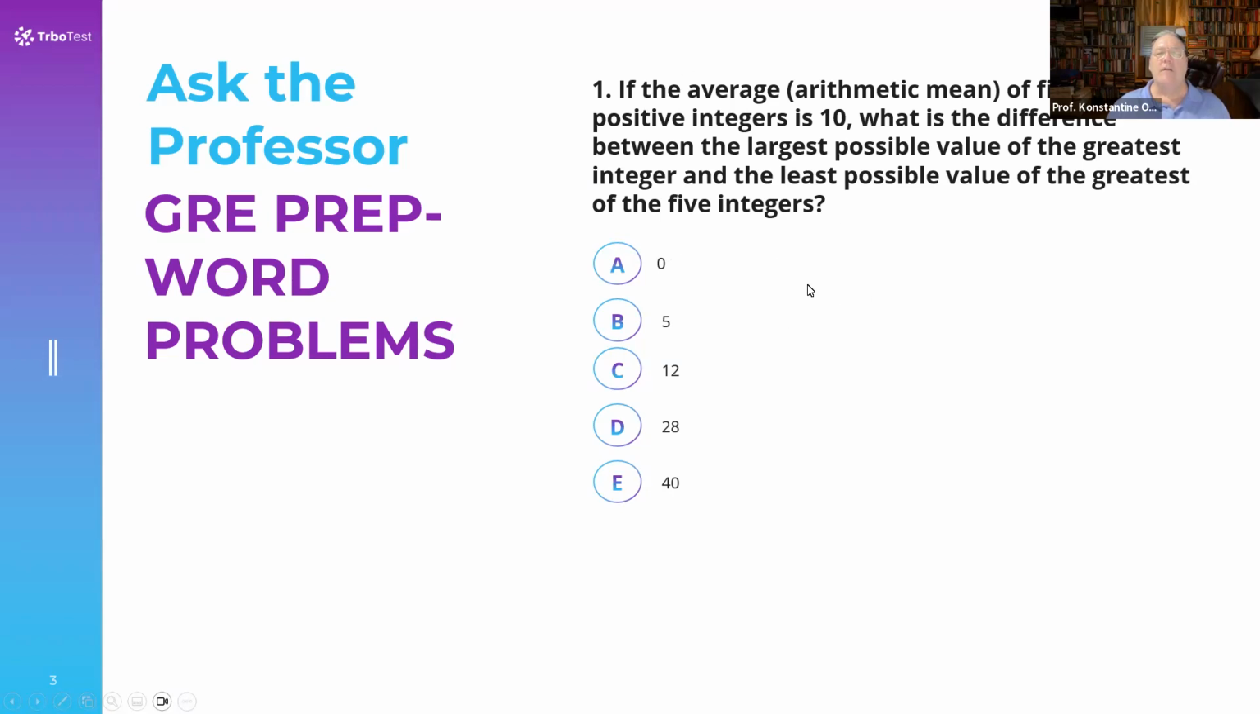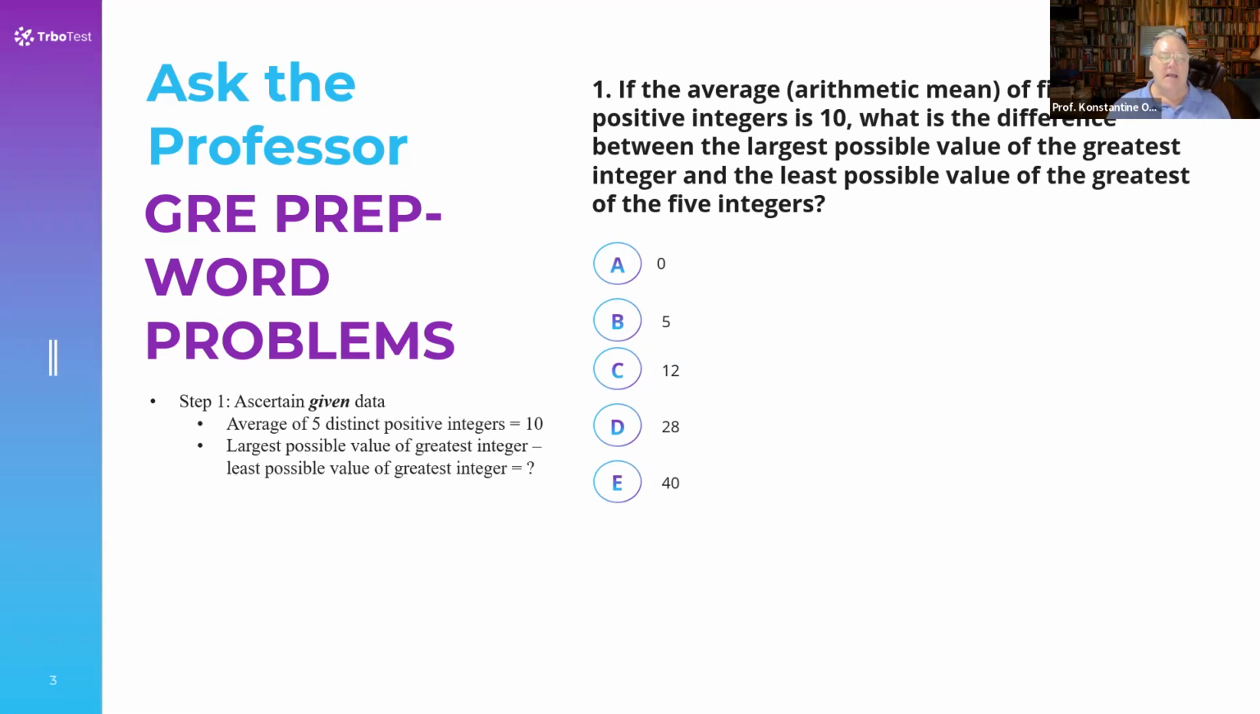In order to answer this question, let's go ahead and ascertain the data that we're actually given in this word problem. The first thing we notice is that we're told the average of 5 distinct positive integers is 10. The second thing is that we're looking for the largest possible value of the greatest integer minus the least possible value of the greatest integer. That's the question we're being asked. So let's go ahead and try to solve this.